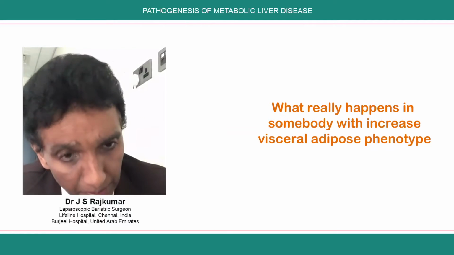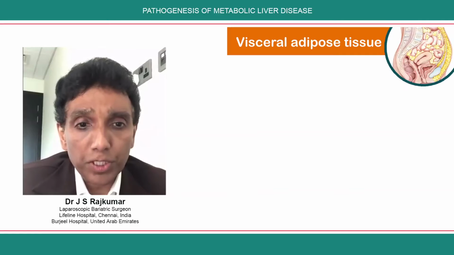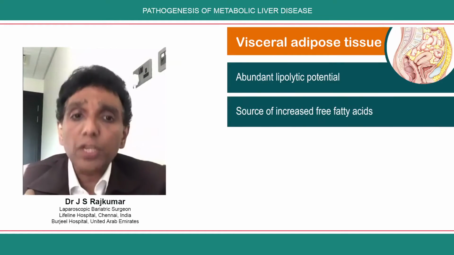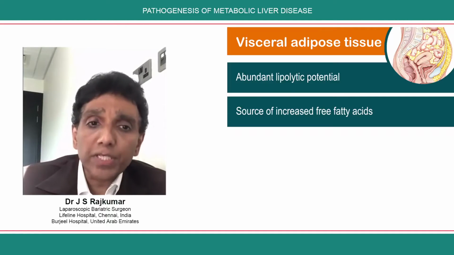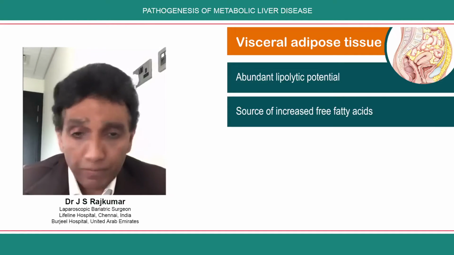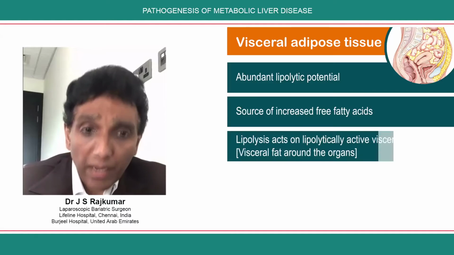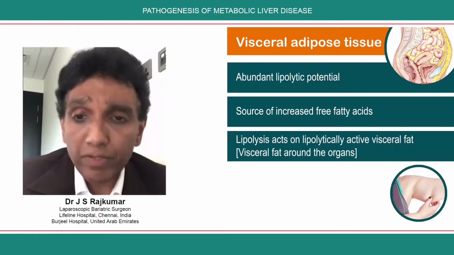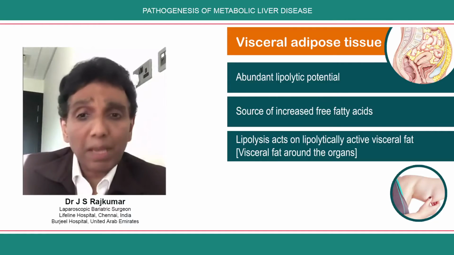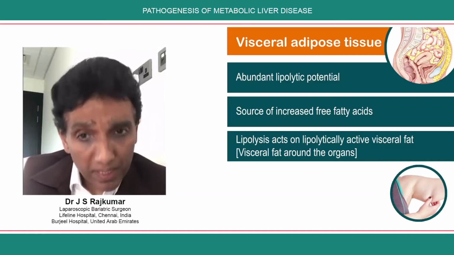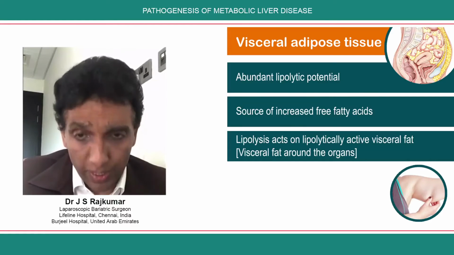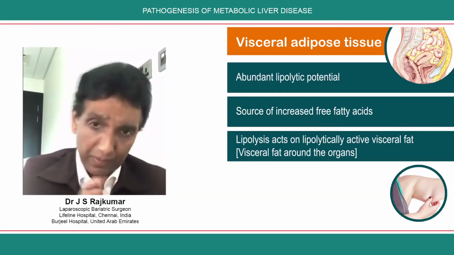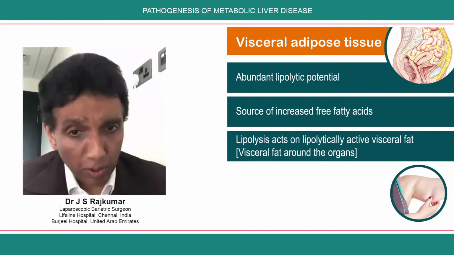We know, for example, that the visceral adipose tissue's lipolytic potential is abundant. It is a source of a great increase of free fatty acids. We know, therefore, that lipolysis acts in metabolically active visceral fat. This is not the subcutaneous fat over the buttocks or over the arms or shoulders, but the visceral fat around the organs, like the great omentum, the lesser omentum, the mesocolon, etc.